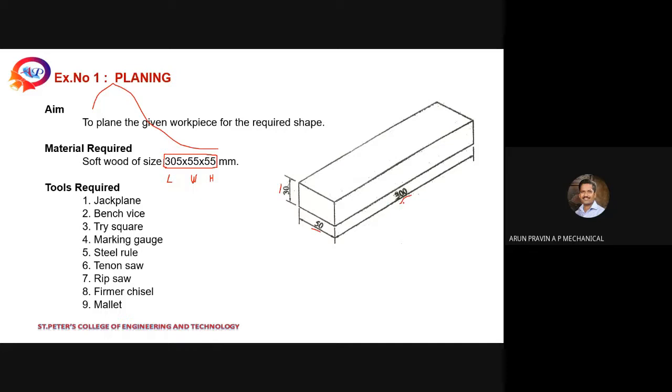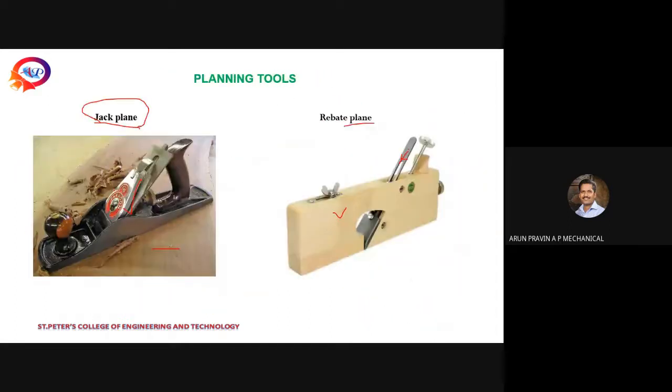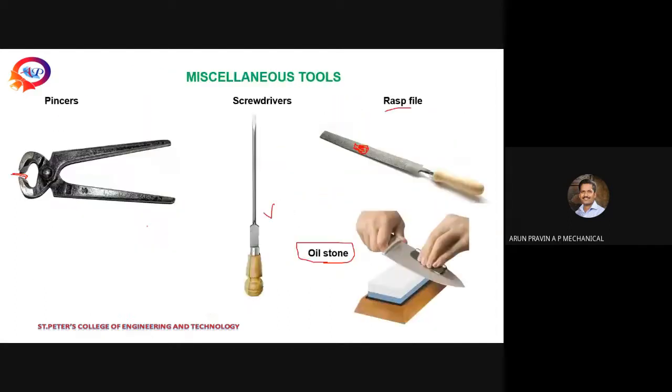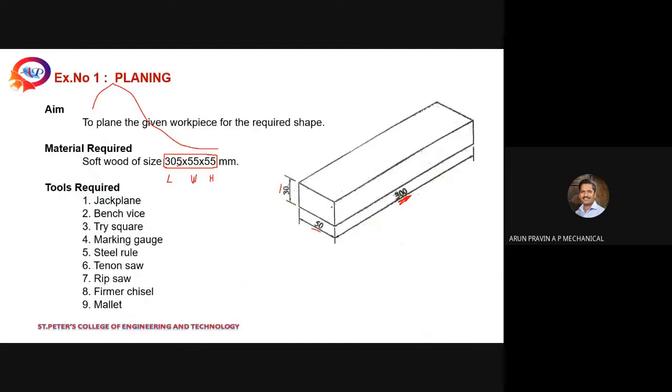305 is there, so we change it to 300. So what will you do? You want to cut 5 mm, or plan 5 mm on the surface, using the planning tool. Similarly for height, how much do you reduce? We have 55, so almost 25 mm you want to reduce by planning. This is your first experiment.